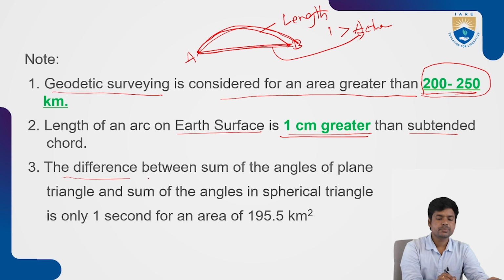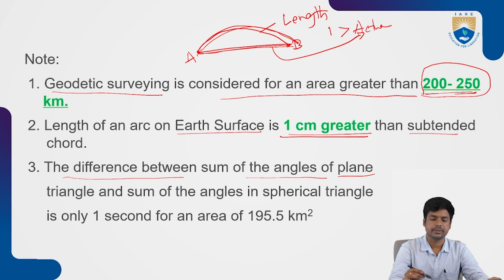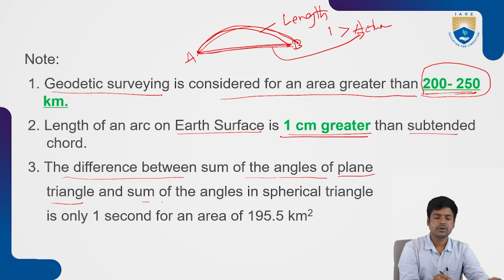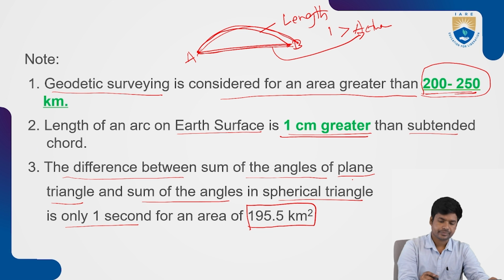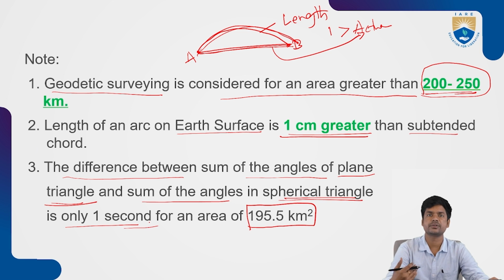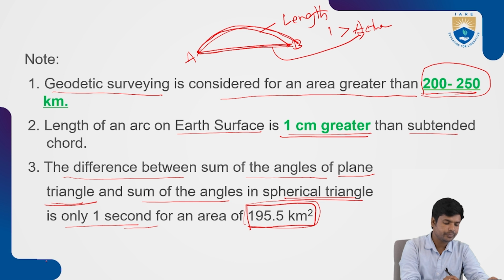And next, the difference between the sum of angles of a plane triangle and the sum of the angles in a spherical triangle is only 1 second for an area of 195.5 kilometers square. Suppose you consider the Earth's curvature in geodetic surveying, and you take plane surveying. The difference between the two types of surveying is only 1 second for an area of 195.5 kilometers square. So we will see what a spherical triangle is now.